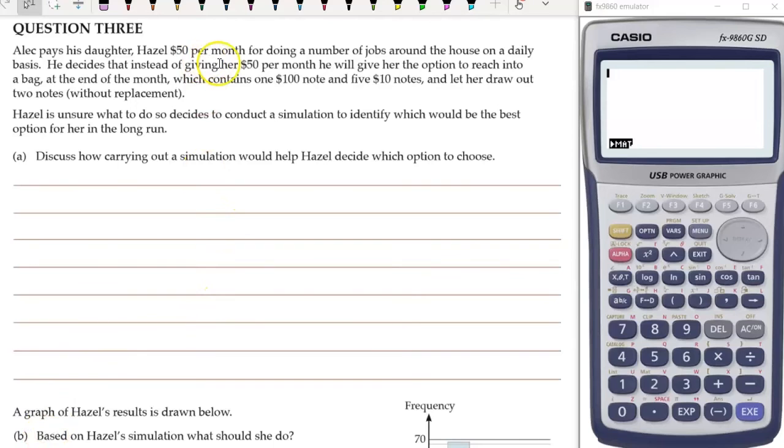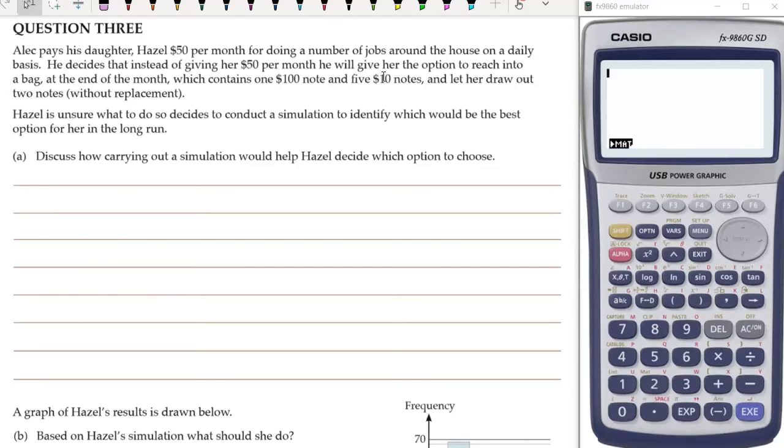So we have this situation where Hazel could be paid $50 a month, or have 6 notes in a bag, one that's $100, 5 that are $10, and draw 2 out. So worst case scenario, she'd get $20. Best case, she'd get $110. And then there are variations in between. And she's deciding to conduct a simulation to see what would happen. Now, the first question is just discussing how carrying out the simulation would help her to make that choice.